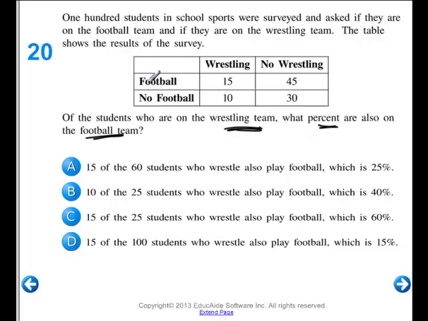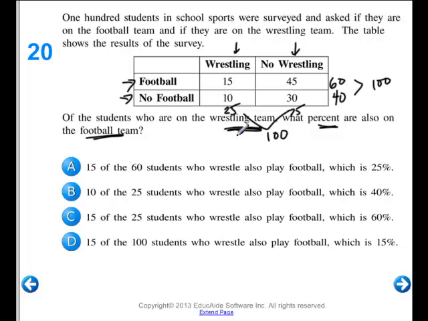So here's how many people play football. 15 and 45, so that's 60. Here's how many people don't play football. 10 and 30, that's 40. Here's your 60 and 40, that's your 100 students surveyed. So now let's see how many wrestle. So I got 15 and 10. I have 25 people who wrestle. I have 45 and 30 who don't wrestle. There's your 25 and 75. There's your 100 people together there.